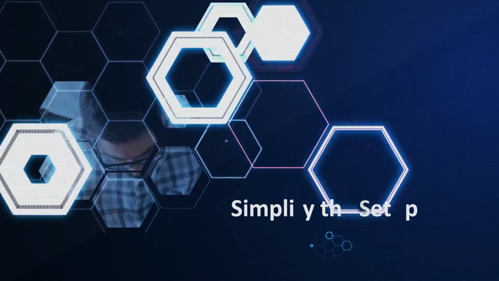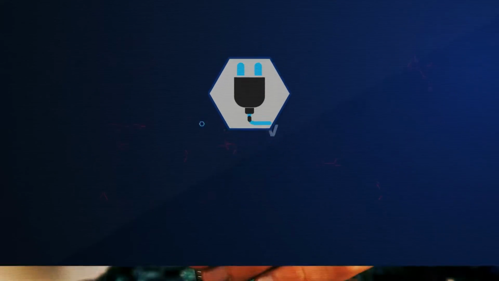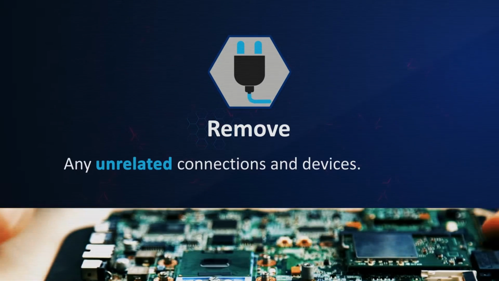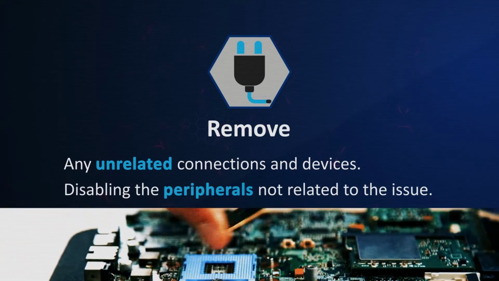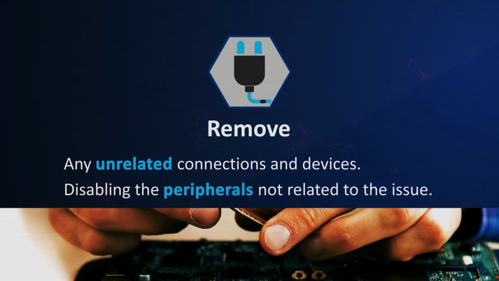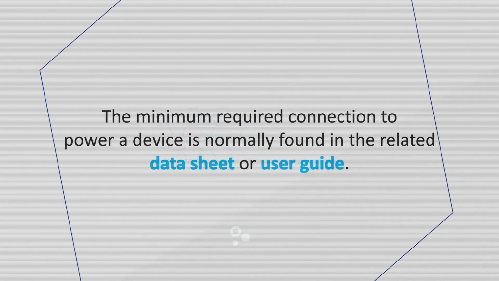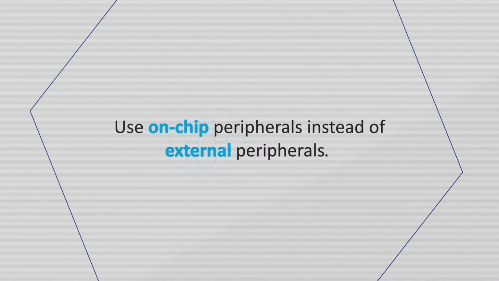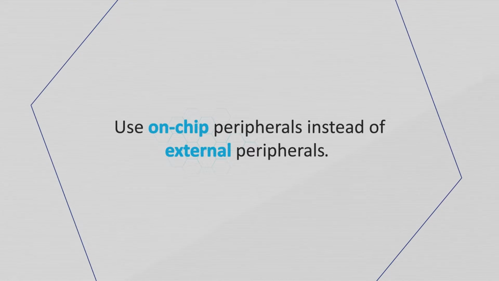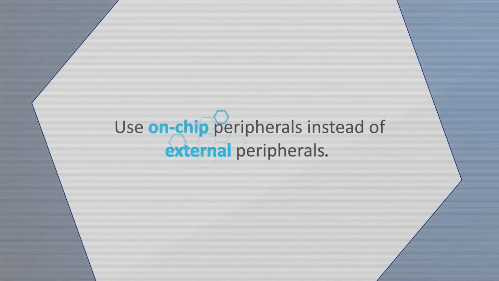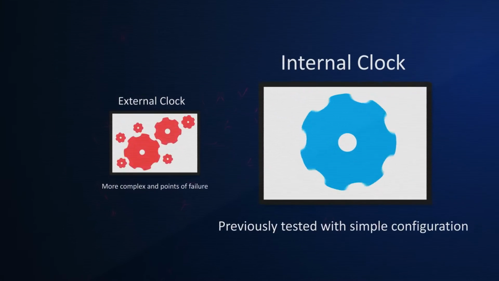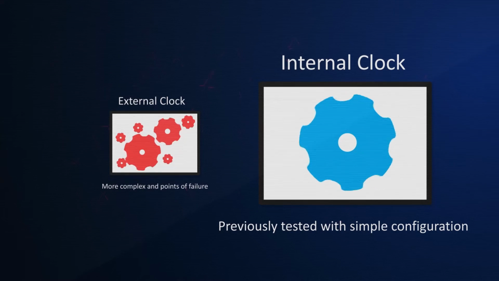Another isolation technique is to simplify the setup, which is done by removing any unrelated connections and devices, as well as disabling the peripherals not related to the issue. For reference, the minimum required connection to power up a device is normally found in the related datasheet or user guide. Another simplification technique is to use on-chip peripherals instead of external peripherals. An example would be using the internal clock instead of an external clock.